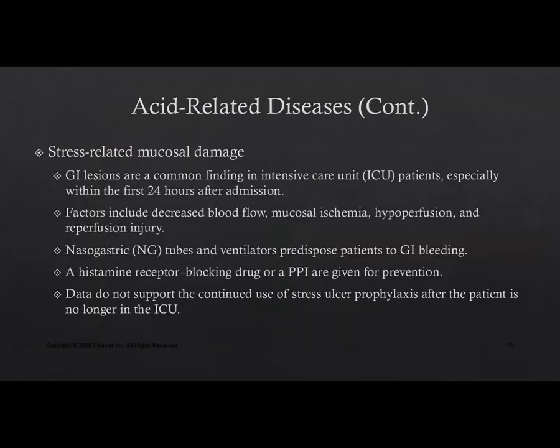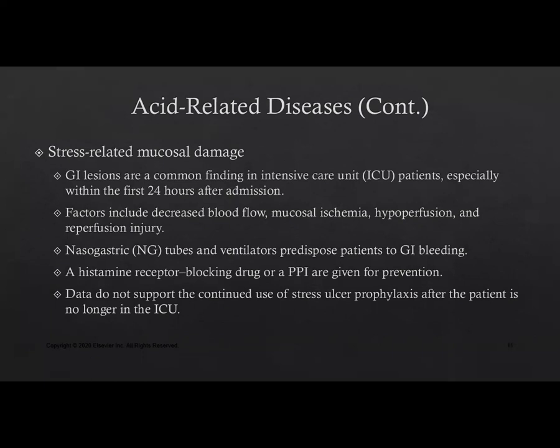You can have stress-related mucosal damage. GI lesions are commonly found in intensive care patients, especially within the first 24 hours after admission. Some of the factors for that include decreased blood flow, mucosal ischemia, perforation, and reperfusion injury. So basically with our ICU patients, we lay them in a bed and they don't really move very much, so they're losing that capability of having increased motility. So it's going to disrupt their stomach acid. NG tubes and ventilators predispose patients to GI bleeding.